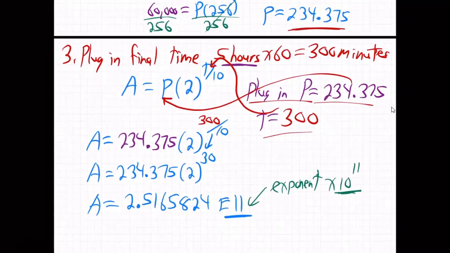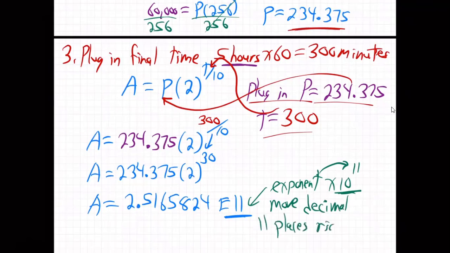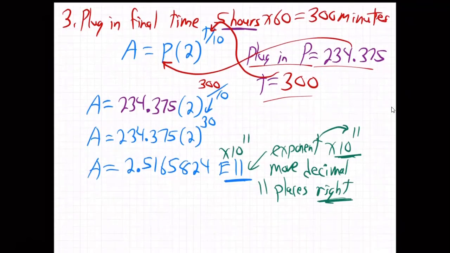It means the exponent is 11, which means, more importantly, move the decimal 11 places to the right, because it's a positive 11. It's your calculator's way of giving you scientific notation. It's saying times 10 to the 11th, which means this decimal needs to go 11 places to the right. How do we do that? 1, 2, 3, 4, 5, 6, 7. There's 7 jumps to the right.